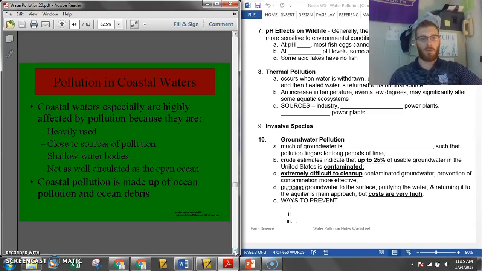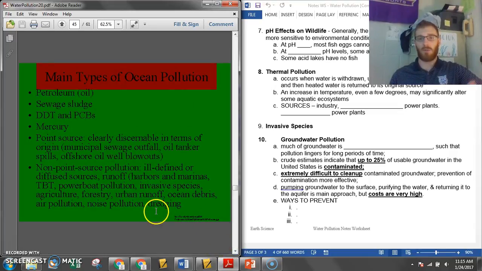Coastal waters can also become affected in these. So these are especially highly affected by pollutants because they are heavily used. They are close to sources of pollution. They are generally shallow water bodies because they're coastal. You have low-lying plains above sea level. And coastal pollution is made up of ocean pollution and ocean debris and can affect those coastal environments.